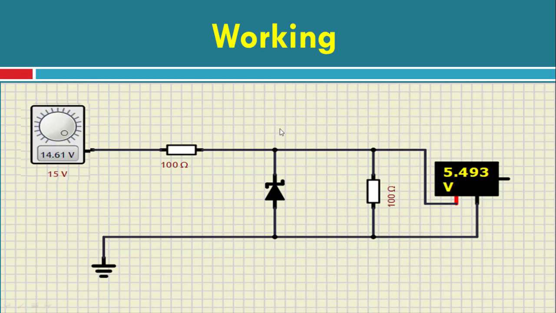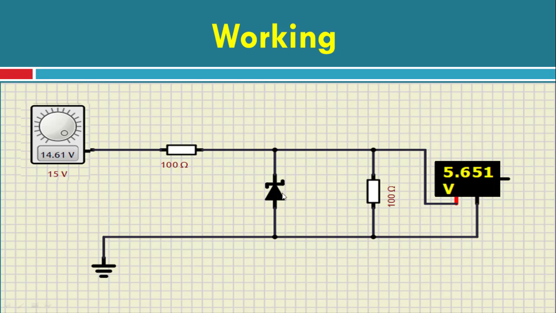Now suppose we increase this voltage. Previously it was 10.99, now we increase it further to 14.61. Even with 14.61, the output voltage is now 5.6. As we can see, there is not much significant change in the output. If this is 14.6, we get 5.6 here, and the remaining voltage will come across the series resistor. Even if we had a 20 volt power supply, we would get 5.6 here, and the remaining voltage would come across this particular series resistor.